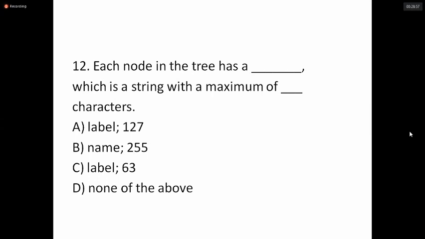Label 63. Label and it is 63, with a string of 63. So the answer is C, label and 63. Okay, so let me go to the next one.